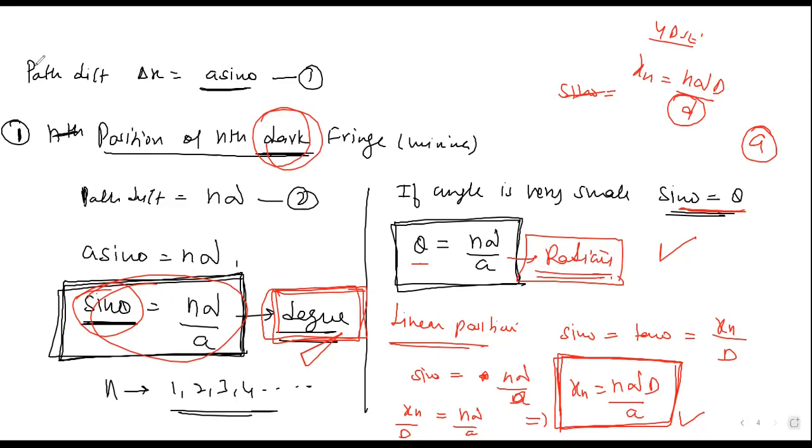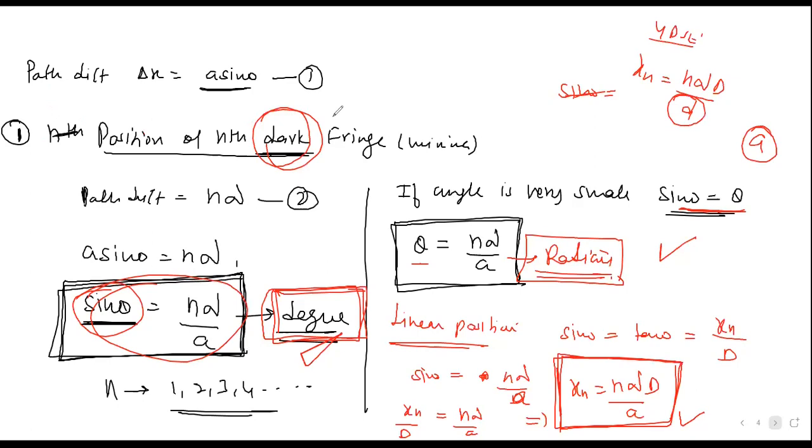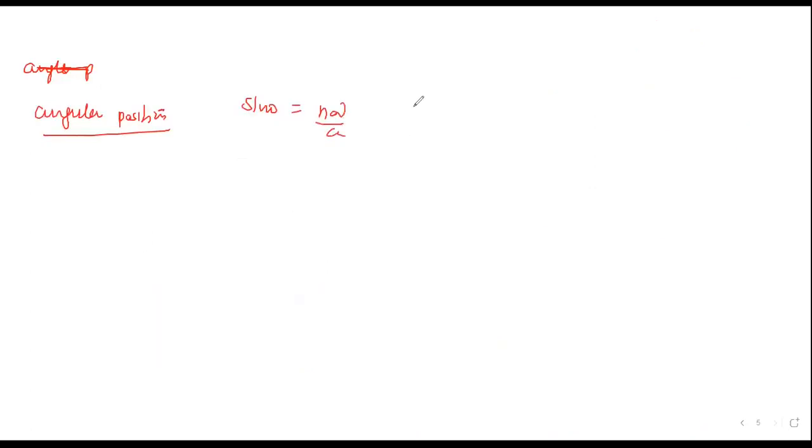So angular position, how do you say? Angular position. Most of the time we talk about angular position only in the case of a single slit. So if you are talking about the angular position of the nth dark fringe, you can say it this way: sine theta is equal to n lambda by a. Here the answer will be in degrees, correct? Because we are writing sine theta.